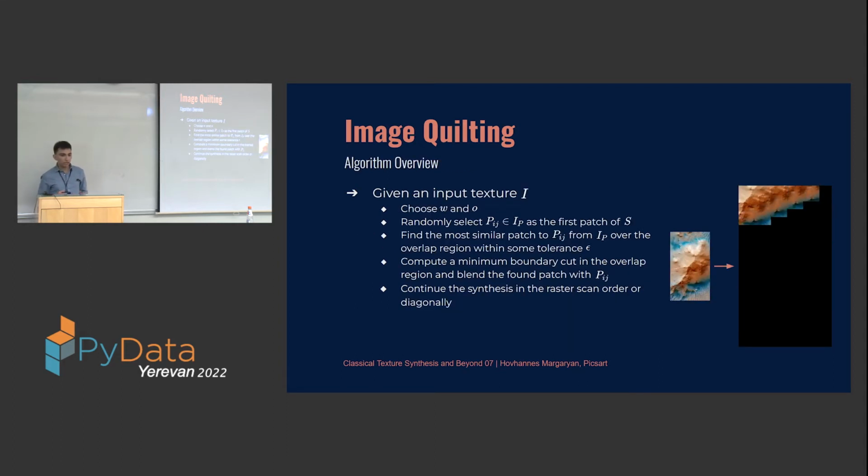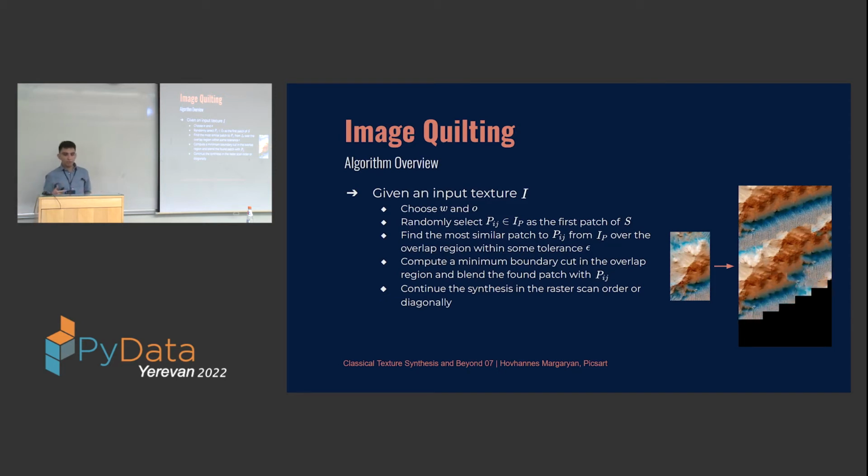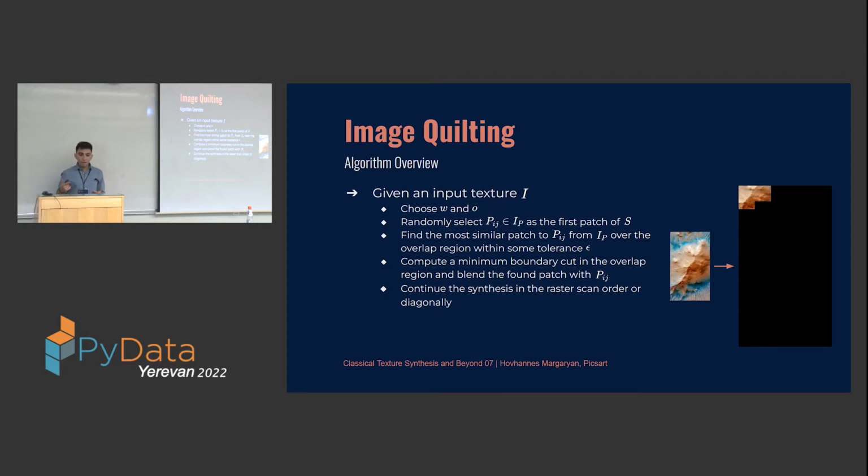Now let's take a look at the whole procedure of the algorithm. So we are given an input texture I. First we choose the patch size and the overlap size. Then we randomly select a patch from the set of input patches in order to start the synthesis procedure. Then at each step, we search the set of input patches for the most similar patch to the given patch over the overlap region using some tolerance parameter epsilon.